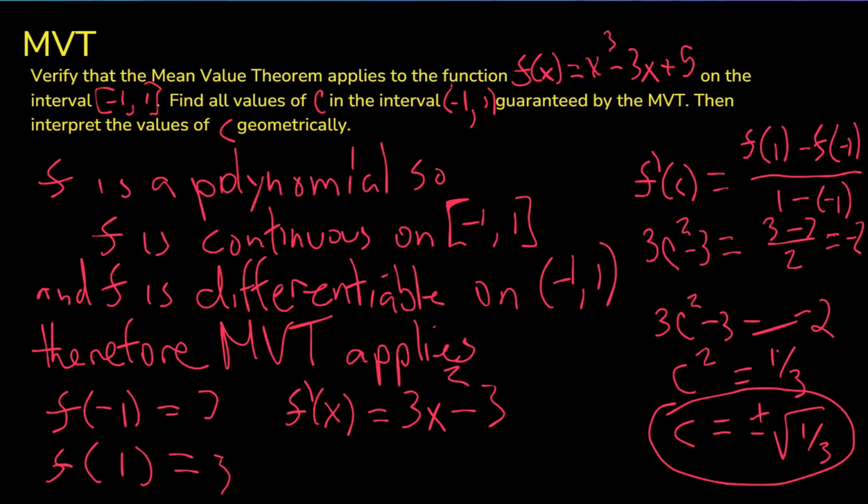As a caution, if some of the values are not on the interval, you don't report those as your answer. The geometric interpretation would be that the tangent lines and secant lines are parallel at those 2 points.